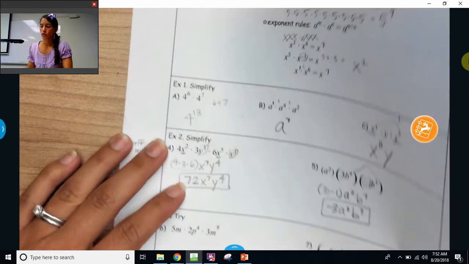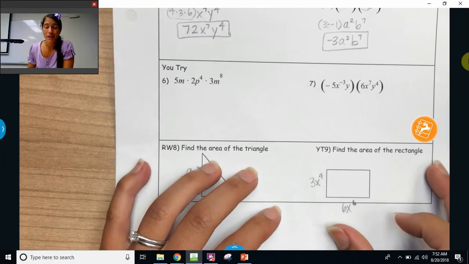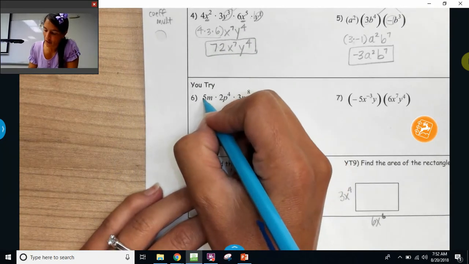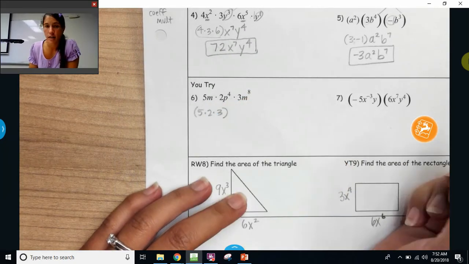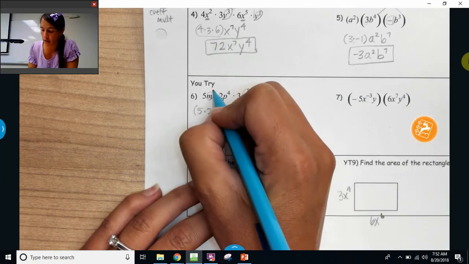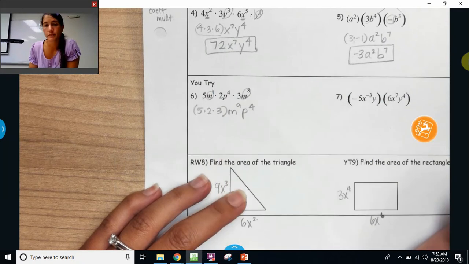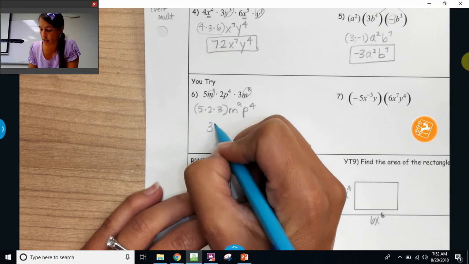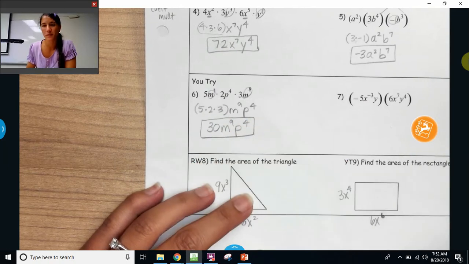Okay, so I want you to try these two. Pause the video, you try them, and then press play. Okay, so I have my coefficients, 5 times 2 times 3. And then I only have m's that I can put together. And this is an m to the 1, so m to the 9, p to the 4th. And I'm going to multiply. 5 times 2 is 10, 10 times 3 is 30, m to the 9th, p to the 4th. That should be your final answer.